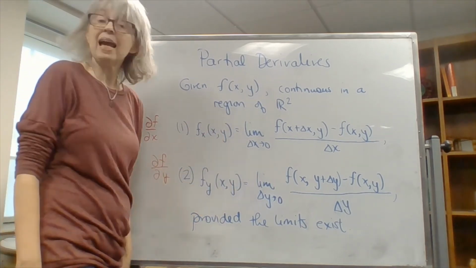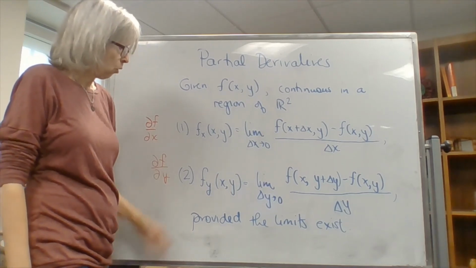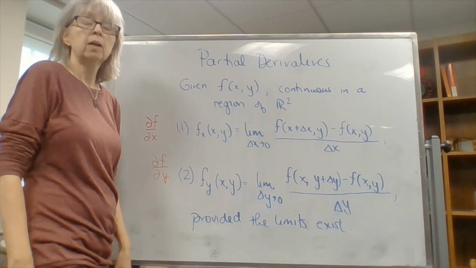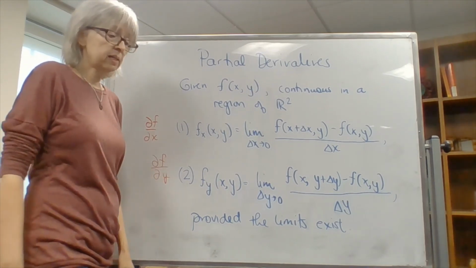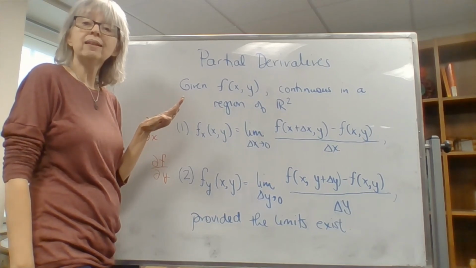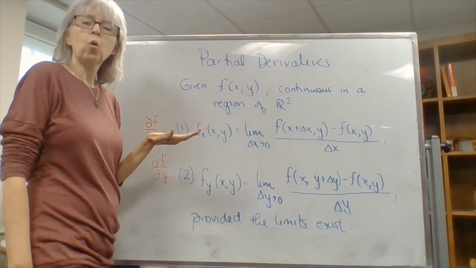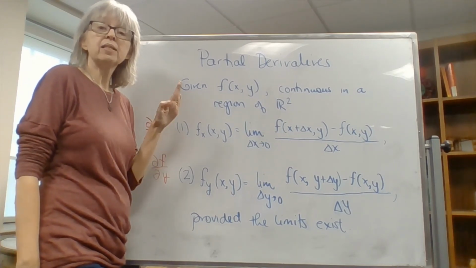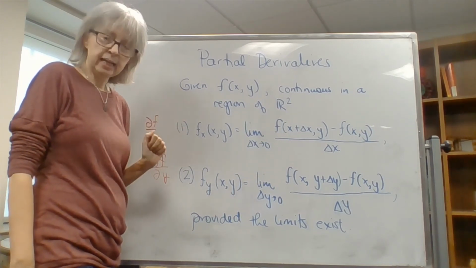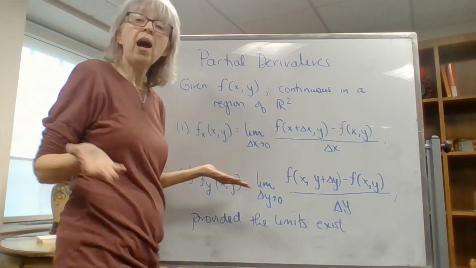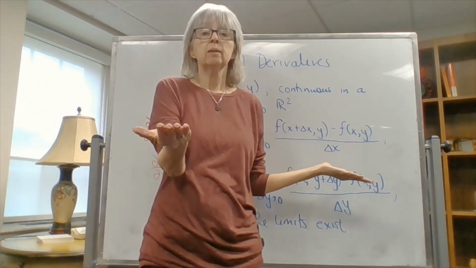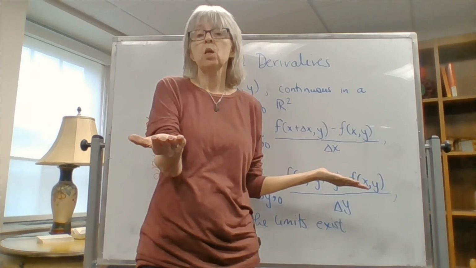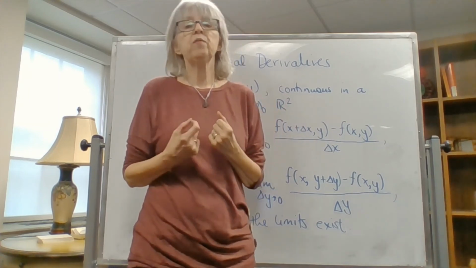Now, of course, these limits have to exist in order for me to be able to talk about these partial derivatives. And when those limits do exist, then I can talk about increasing, decreasing, or constant in the same ways that I talked about increasing, decreasing, and constant in Calculus 1. It's just now I have more than one direction in which I can move, right?